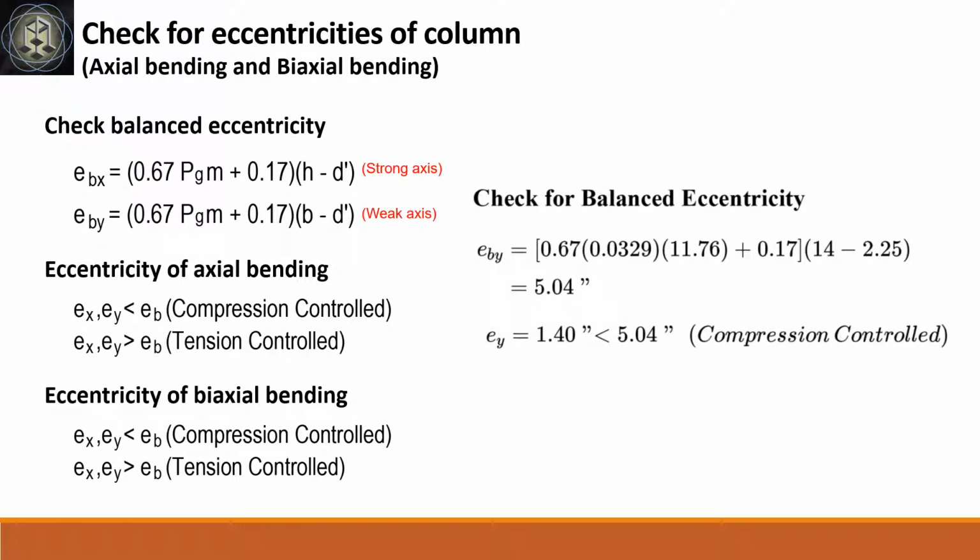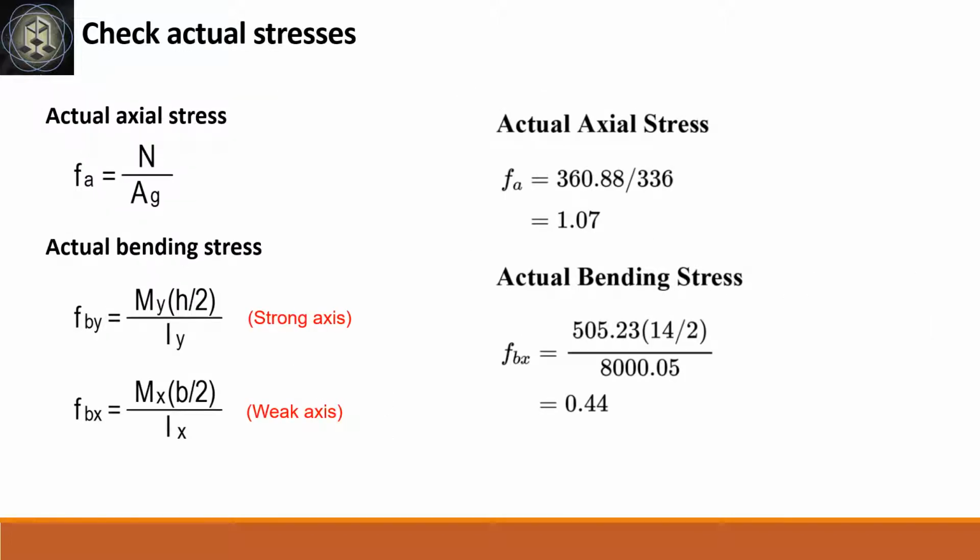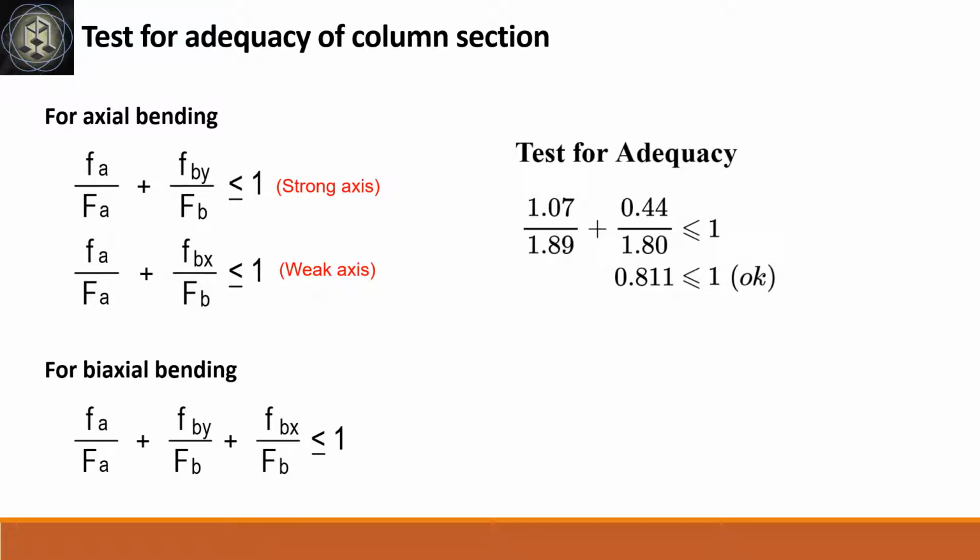The balance eccentricity at weak axis is 5.04 inches, greater than 1.4 inches. Therefore, the section is compression controlled. Bending moment at x-axis is 505.23 inch-kips, and moment of inertia at x-axis is 8000.05. The actual axial stress is 1.07 and the actual bending stress at x-axis is 0.44. The combined shear and moment stress is 0.811, which passes the adequacy test.